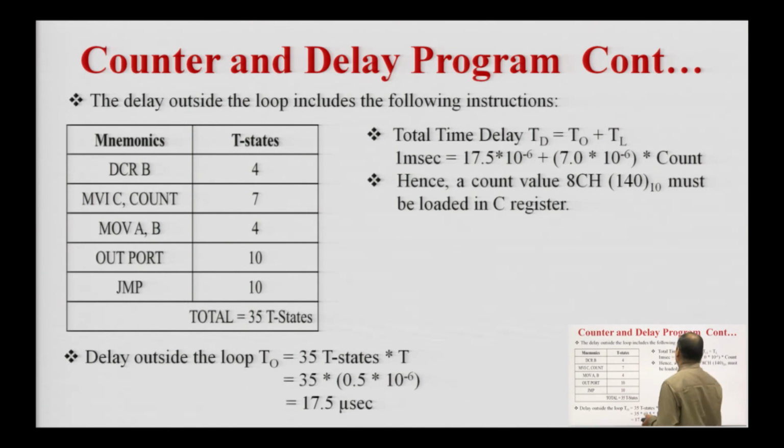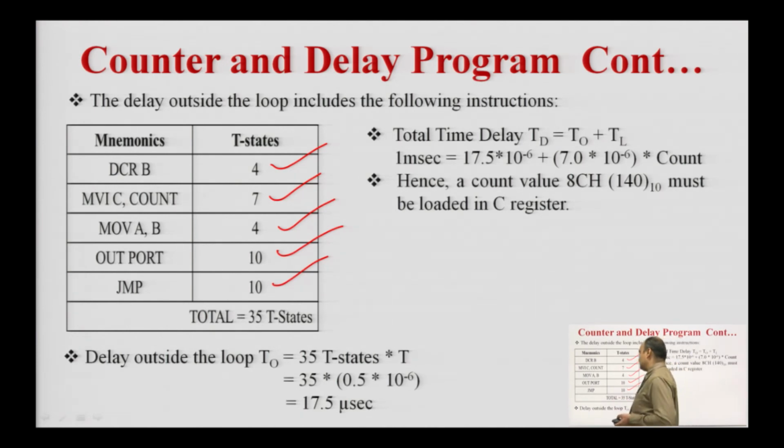The delay outside the loop includes the following instructions. The DCR B instruction requires 4 T states. MVI C, count, where we need to find the count value, requires 7 T states. MOV A, B requires 4 T states. Then OUT, to display the value on one of the ports, requires 10 T states. And the unconditional jump instruction, JMP, requires 10 T states.